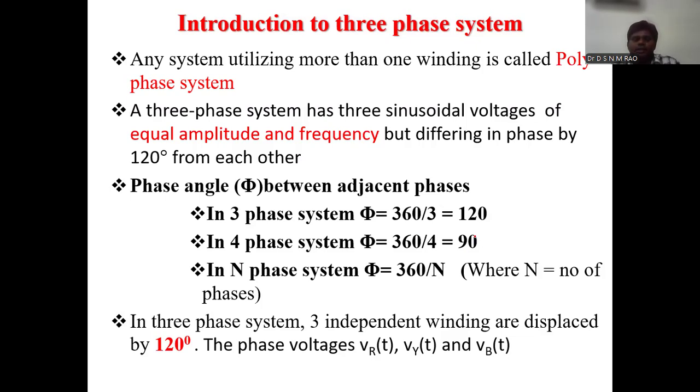So for a three-phase system, three independent windings or phases are equally displaced by 120 degrees. The phase voltages are represented by VR of t, VY of t, VB of t. So three phases are represented by RYB. In India, the standard notation for three phases is RYB, that means VR, VY, VB.